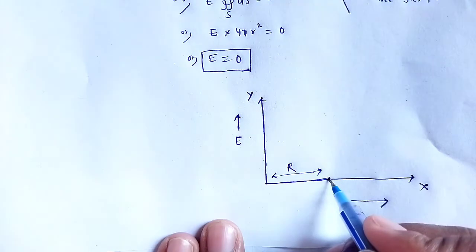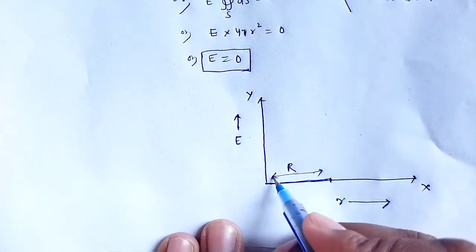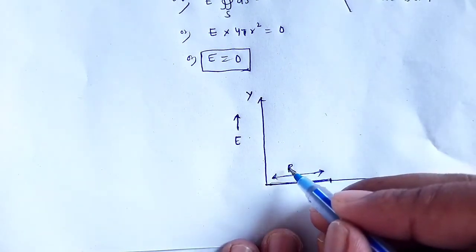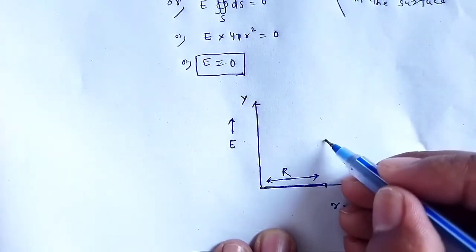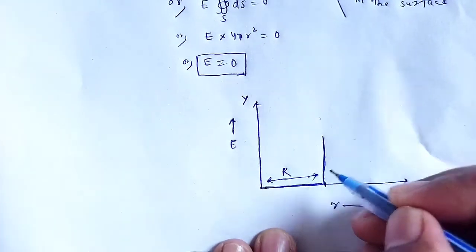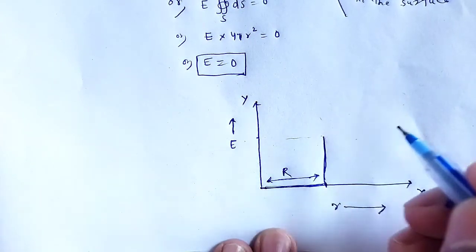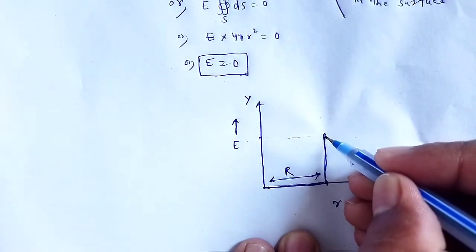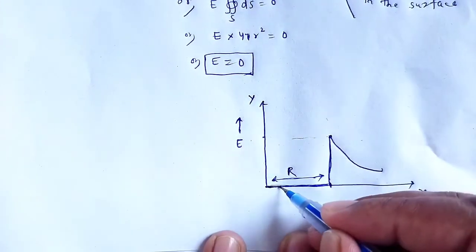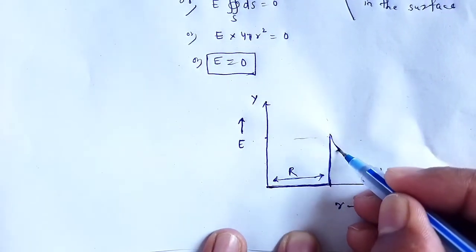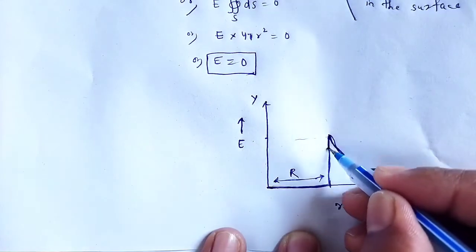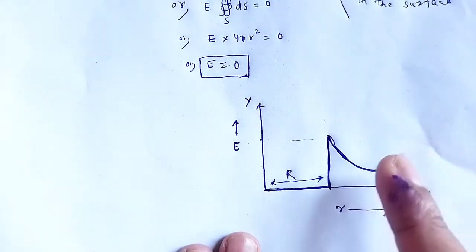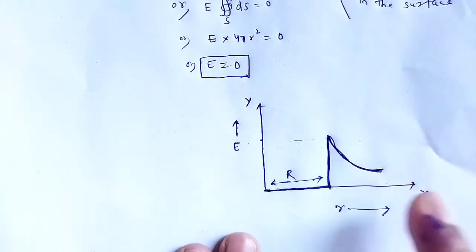Within capital R, the electric field intensity will be 0. But on the surface, at distance capital R, the electric field intensity will be maximum. At that point the electric field intensity will be maximum, and gradually, outside the surface, the electric field intensity decreases. That is the graphical view of how electric field intensity varies with the distance. This graph indicates the variation of electric field intensity E due to the charged spherical shell.